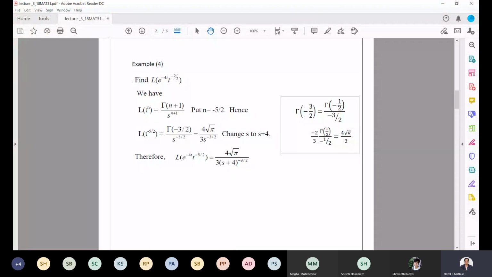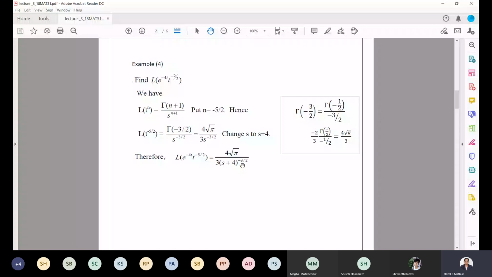And we know gamma half is root pi. That's why I have substituted the value of that. So 4 root pi divided by 3 into s power minus 3 by 2. This is the Laplace transform of t power minus pi by 2. Then whatever value we get over here, we have to replace s by s minus of minus 4, because here a is minus 4. So we have to replace s by s plus 4. On replacing s by s plus 4, we get 4 into root pi divided by 3 into s plus 4 whole power minus 3 by 2.